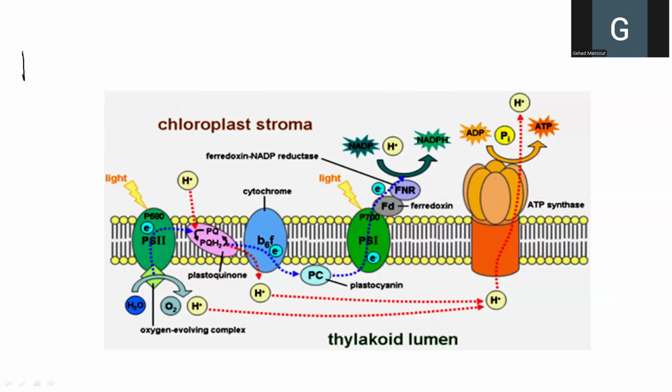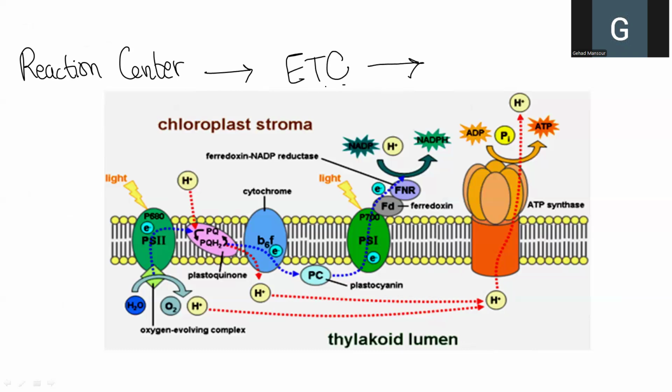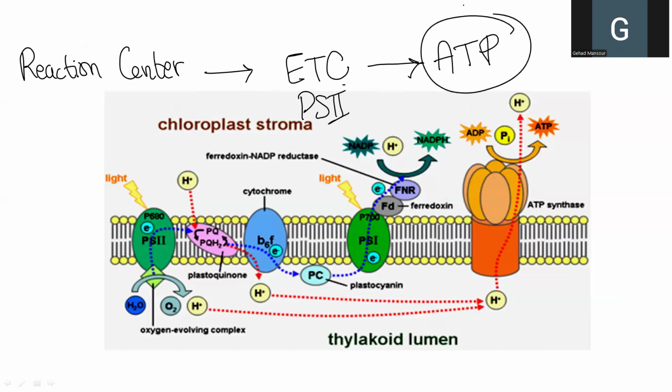That's why we say that at the end of the electron transport chain we have the reaction center, which contains chlorophyll A, and that reaction center will be activated and will give its electron to the electron transfer chain. And then at the end of this electron transfer chain of photosystem 2, we will have enough energy to form ATP molecules.